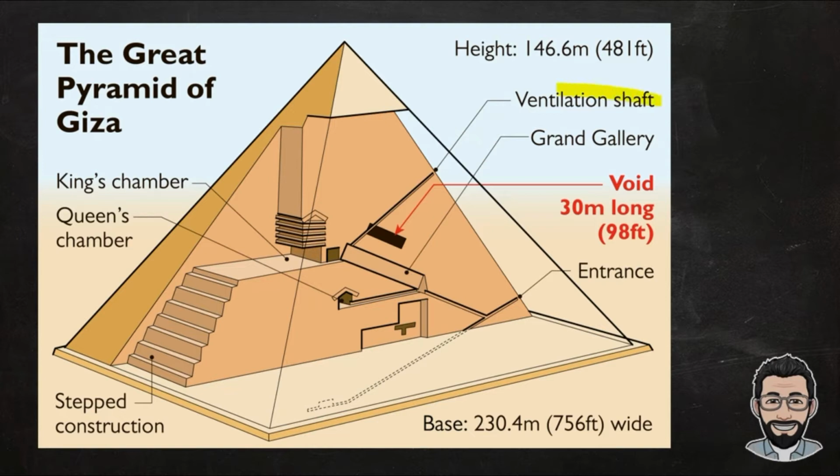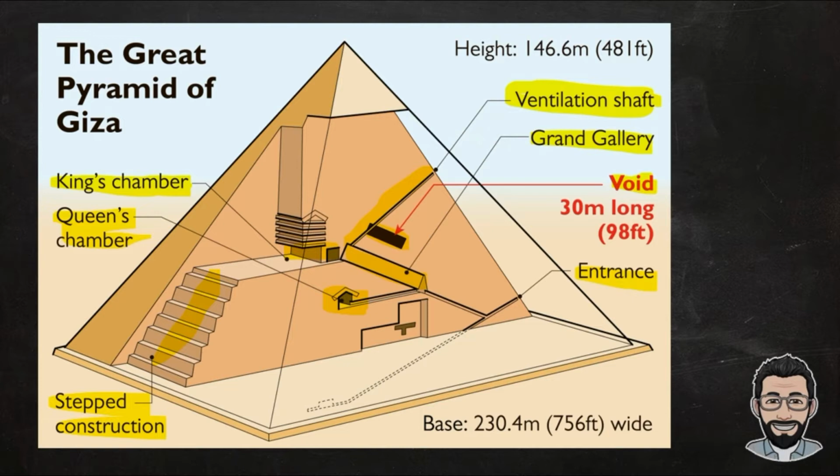First thing, you have here the ventilation shaft, like an air conditioner now. And here the ground gallery in this area. And the void, like a space, like a window here. Here we have the entrance. And you have here the stepped construction, like the stairs. Here the King's Chamber in this area. And the Queen's Chamber in this part.